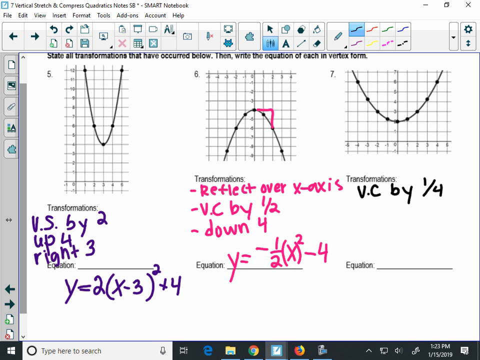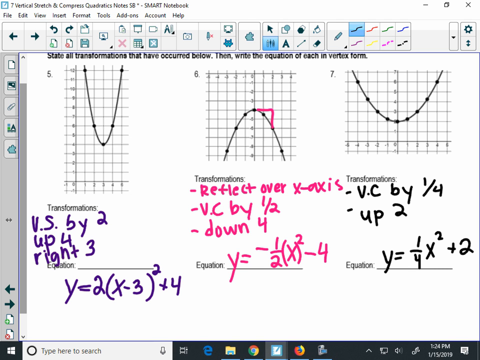What else happened to my graph? Up 2. All right, and I think that's it. So our equation will be y equals, what do you think? 1/4 x squared plus 2.